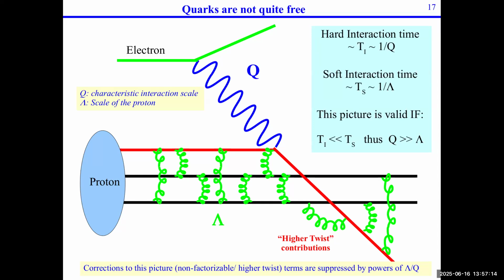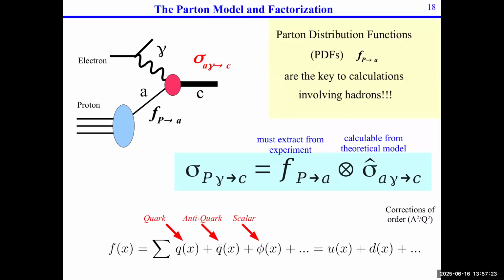In fact, at the EIC, quite a lot of their interactions are in the range of lower Q, where you do have to worry about those things. But we're not going to worry about those here. So in that approximation, I can do this calculation.